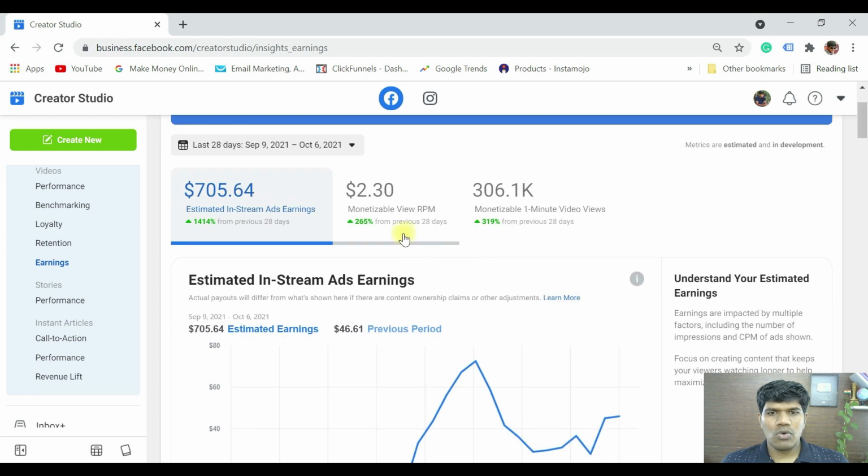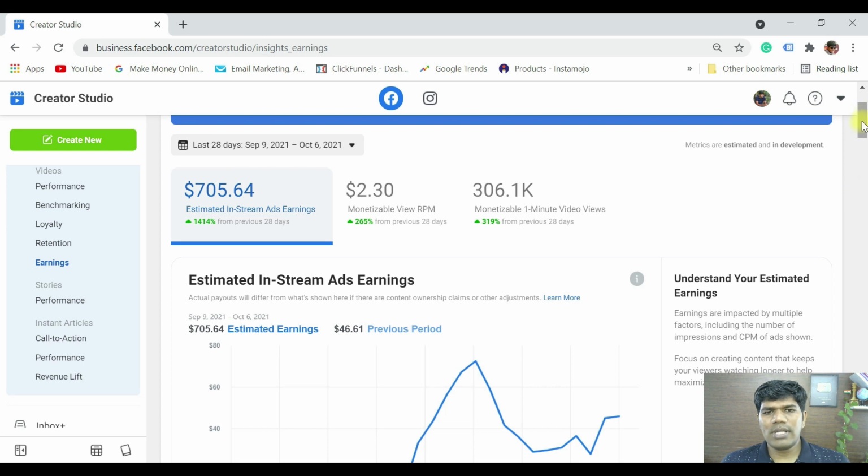$705. So RPM. Previously you understood what CPM is, cost per mile. Now RPM is how much you are earning for 1,000 ad impressions. This is based on all the ads that are being played on your video. What is the average amount that you are earning for 1,000 ad impressions happening on your channel? This is $2.3, which is really good for a craft channel.